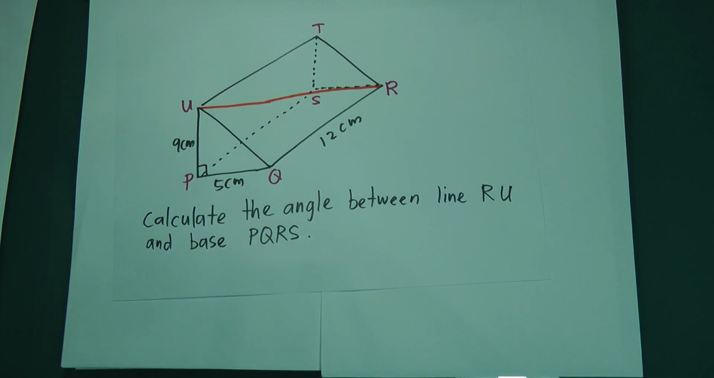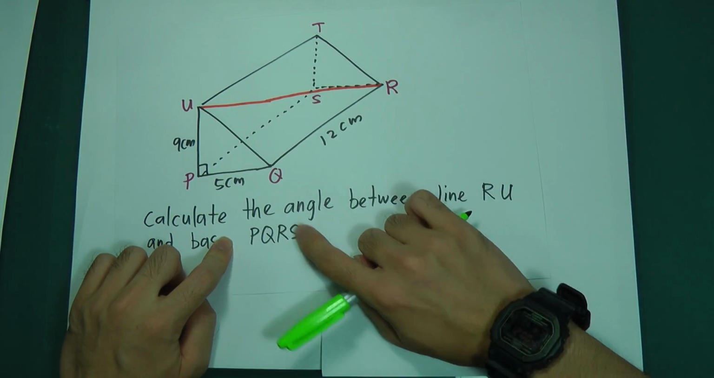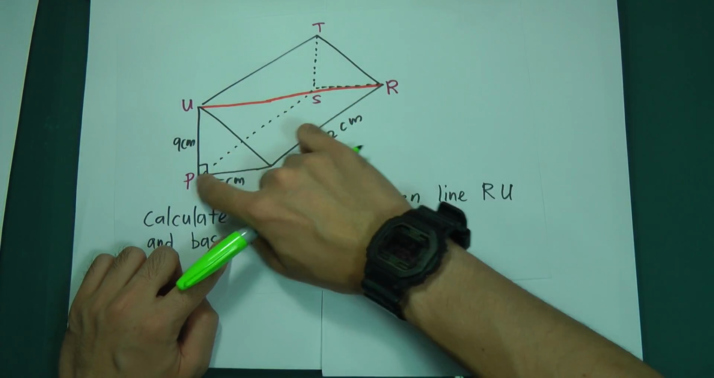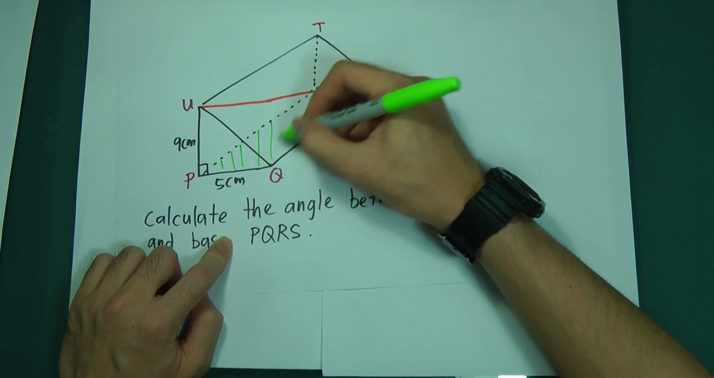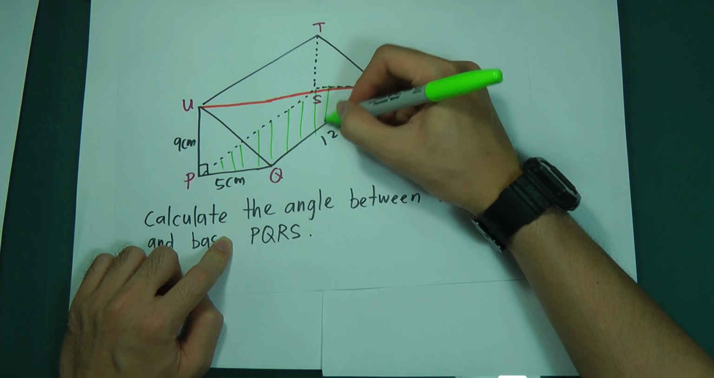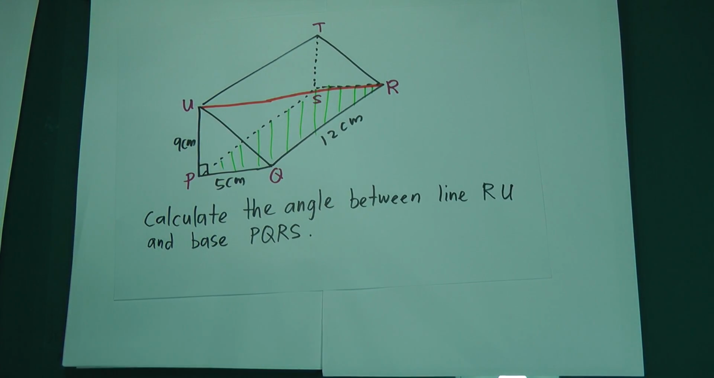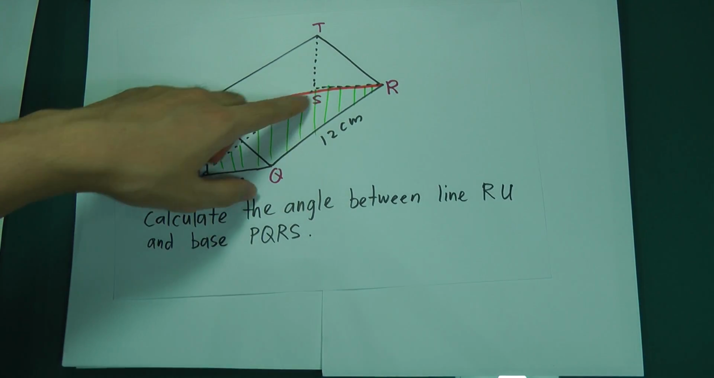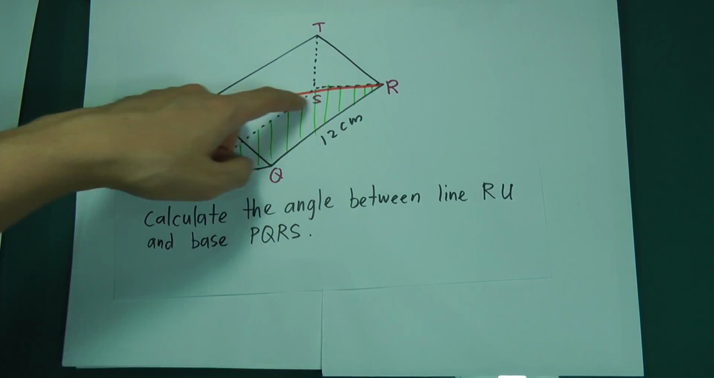I say base is very important, so I'm going to draw a green line for the base. PQRS. Where is PQRS? It's the bottom one, PQRS. So let me draw this one on the PQRS. Okay, now you got the PQRS. Now the plane is on the bottom, and this line is standing like this.